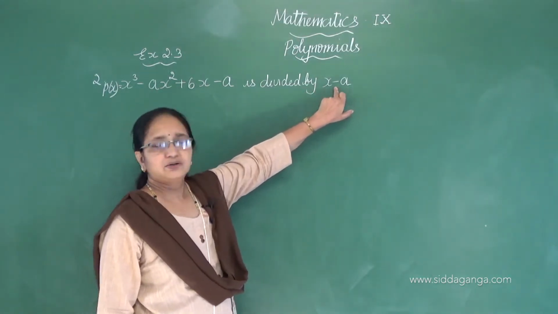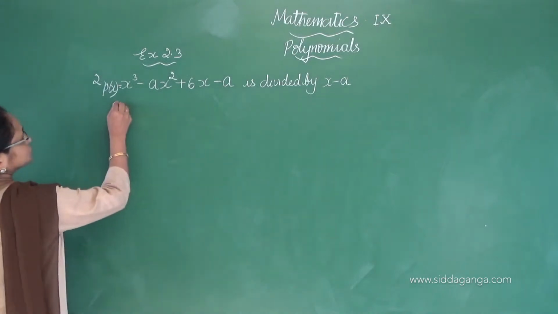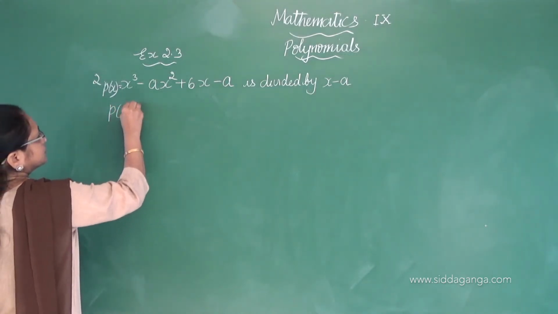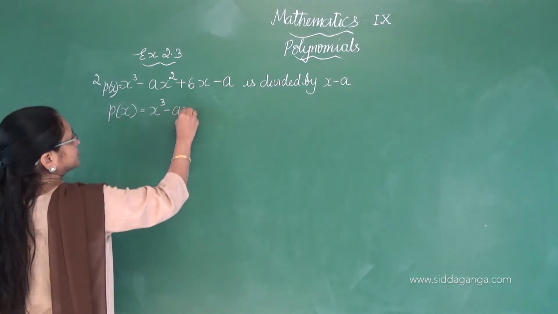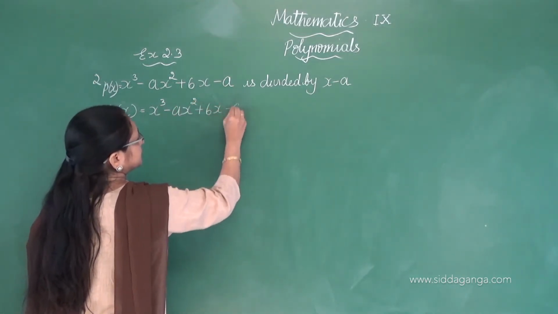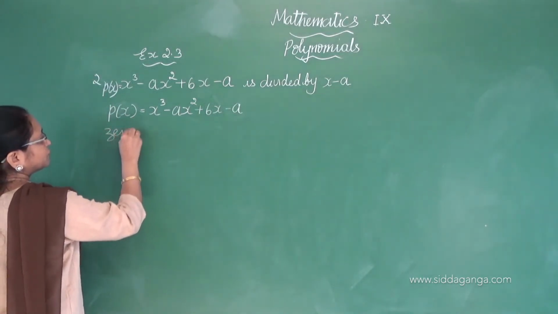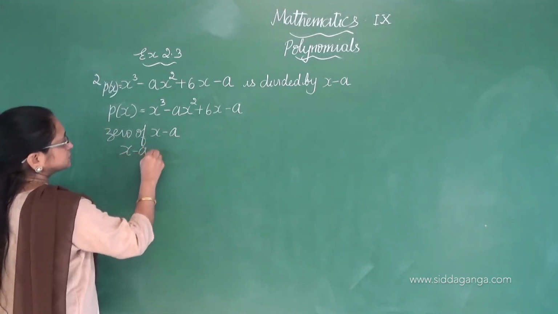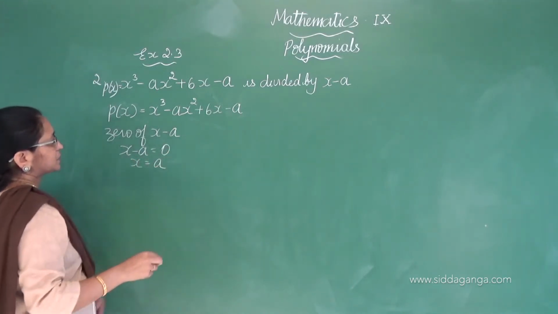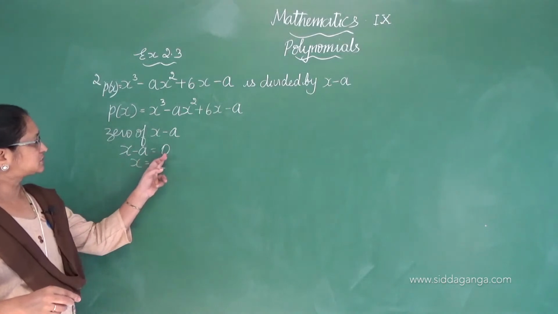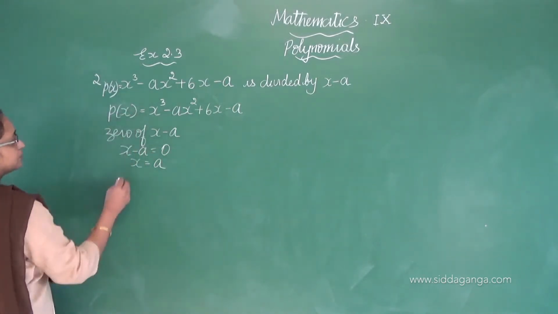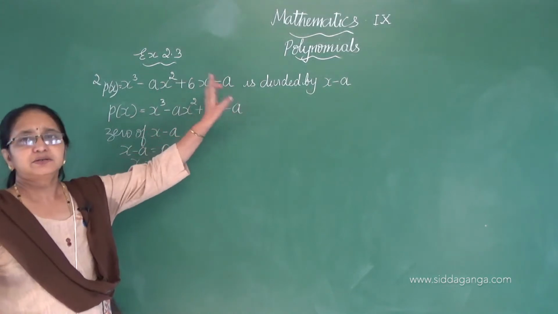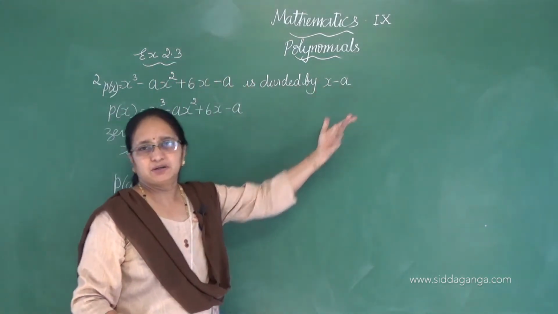First you have to find out the 0 of this polynomial. So let us take x minus a. P of x is equal to x cube minus ax square plus 6x minus a. Now the 0 of x minus a, how to find? x minus a is equal to 0. So x is equal to a. Now p of a. So find out the value of p of a. The value you get is nothing but the remainder when we divide this by the linear polynomial.